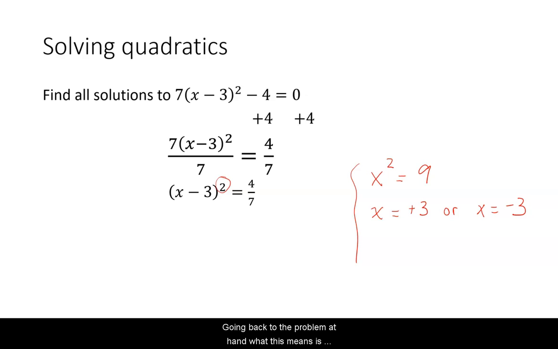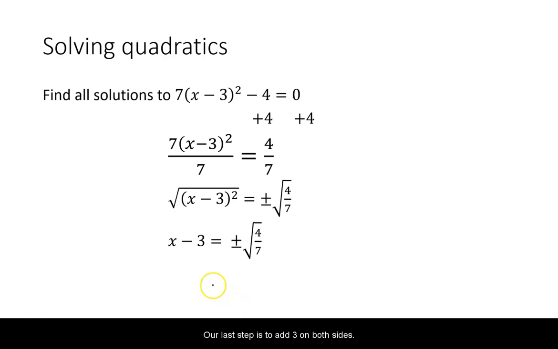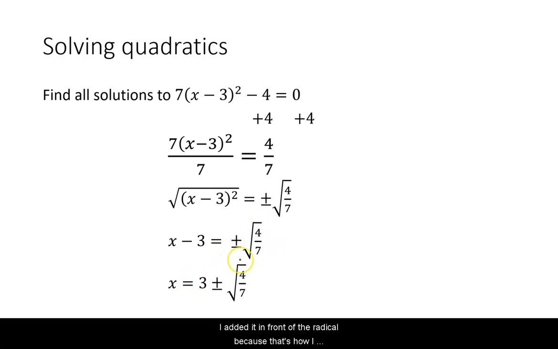Going back to the problem at hand, what this means is when we take the square root of both sides, we have to remember to have a positive and negative version of the answers. The square root of x minus 3 squared results in just x minus 3, or the absolute value of x minus 3, which results in positive or negative square root of 4/7. Our last step is to add 3 on both sides. I added it in front of the radical because that's how I most frequently see it in books. This is the exact answer.